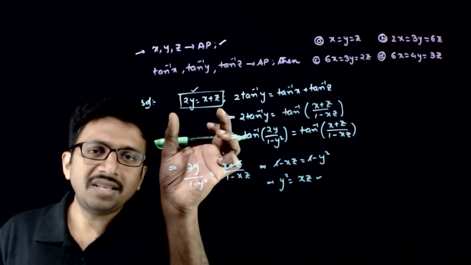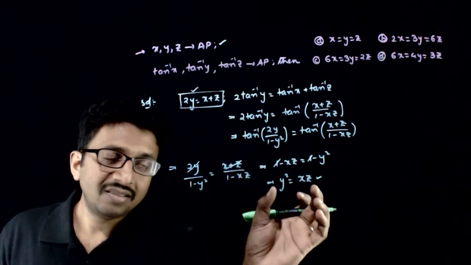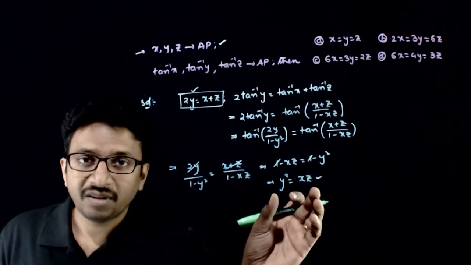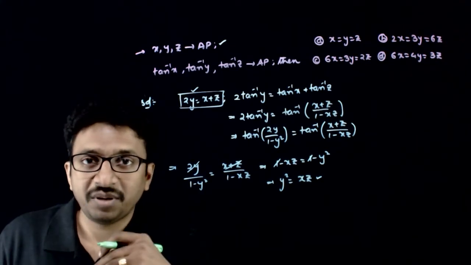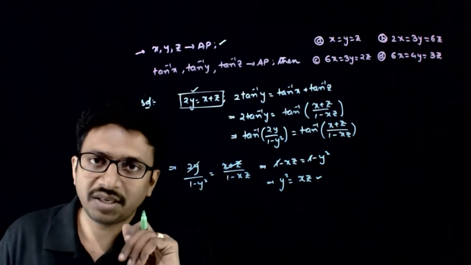Now as you can see, this statement says that x, y, z are in AP. This statement says that y square is equal to xz, which implies x, y, z are in GP. So we have three numbers x, y, z which are in AP as well as GP. What is the meaning of it? That means x should be equal to y is equal to z.